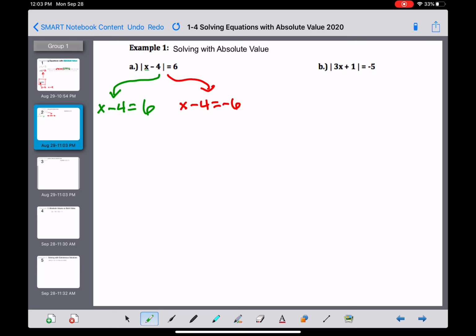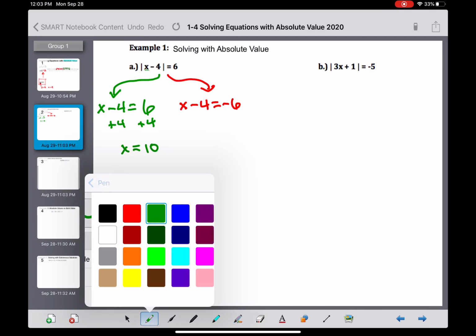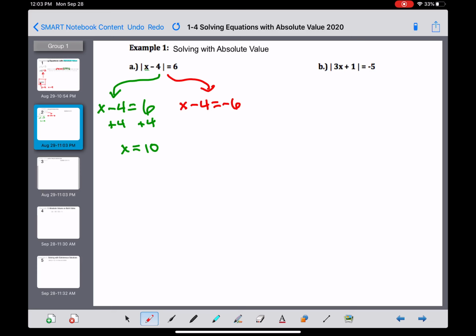Once I have the setup of my split, positive and negative 6, I solve just like we did last week by adding 4 to both sides. So x is equal to 10. On the negative side, I add 4 still, and I get x is equal to negative 2. Now I know I said absolute value will always be positive, but the variables are allowed to be negative.